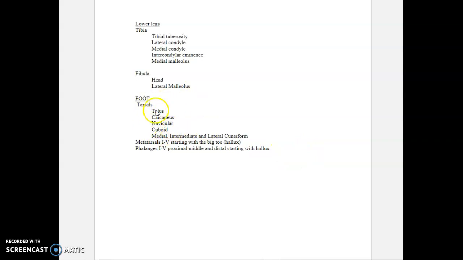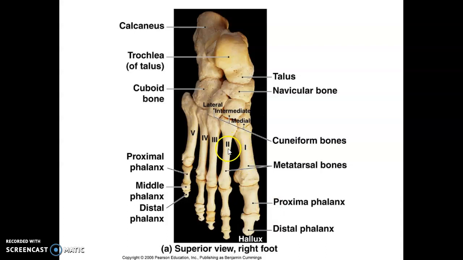And then we have the other tarsal bones, which we will look at. Okay, again, here's my metatarsals from the big toe over. First metatarsal, second, third, fourth, and fifth metatarsal. Then the big toe has a proximal and distal phalange or phalanx.